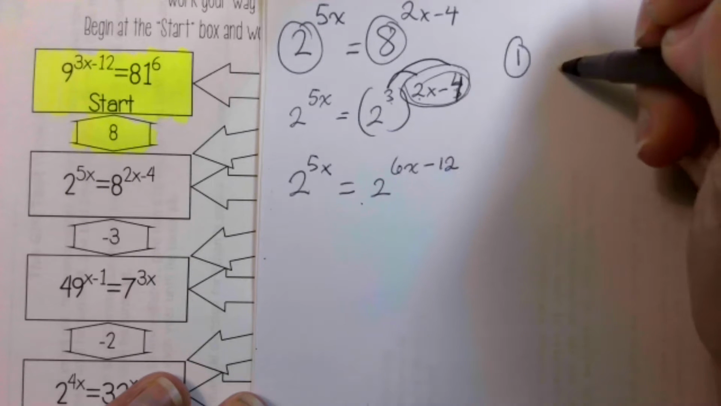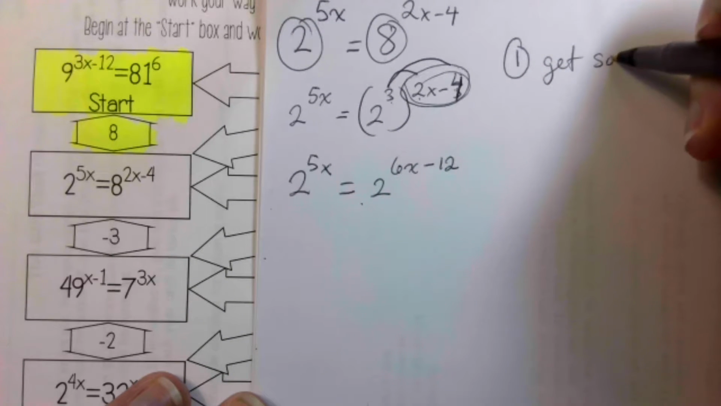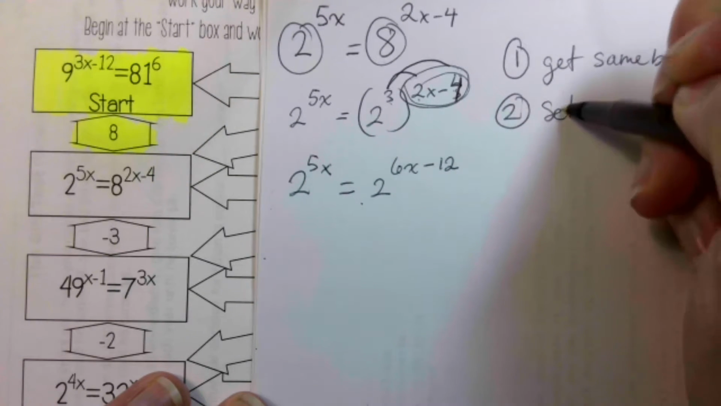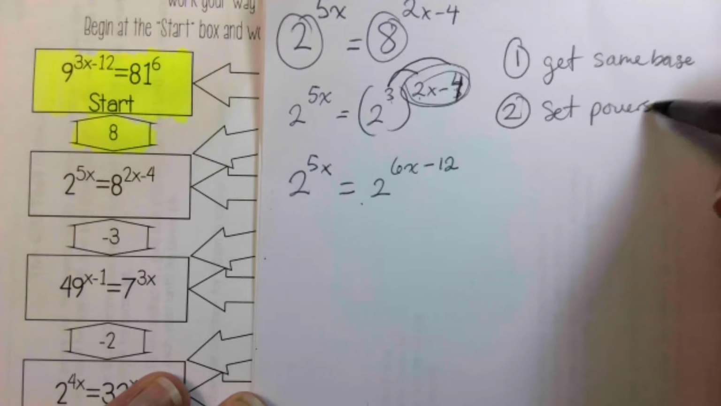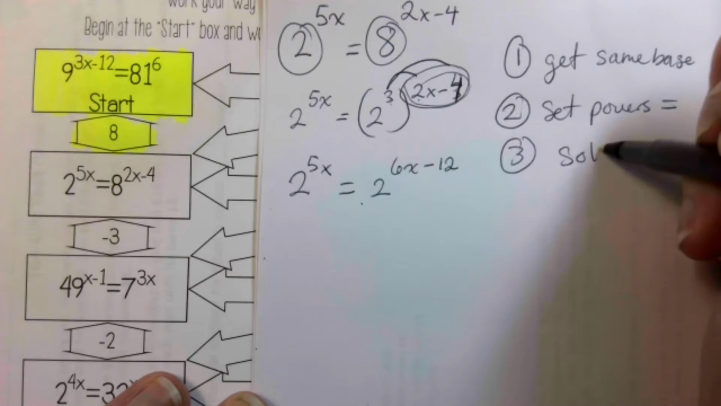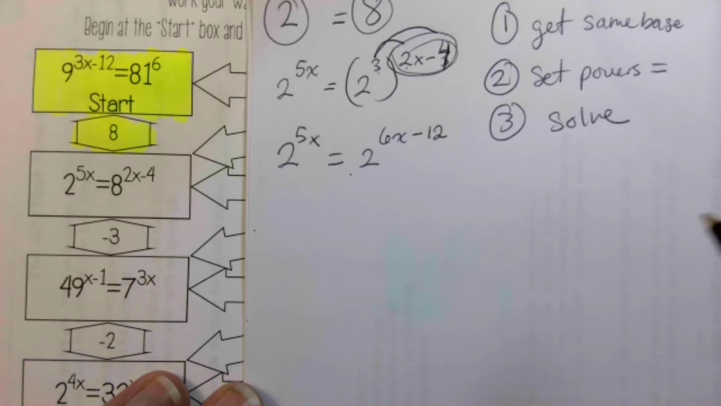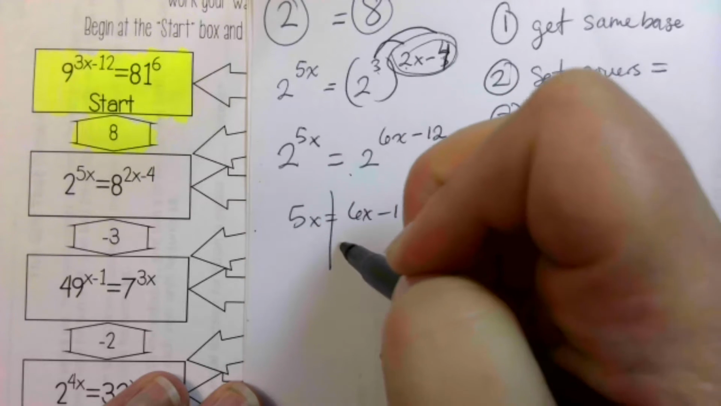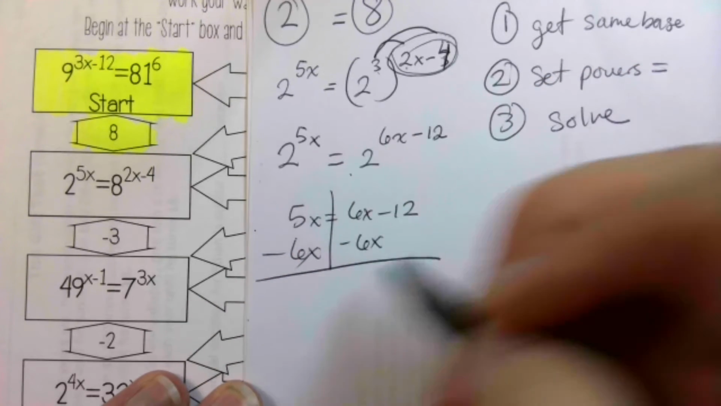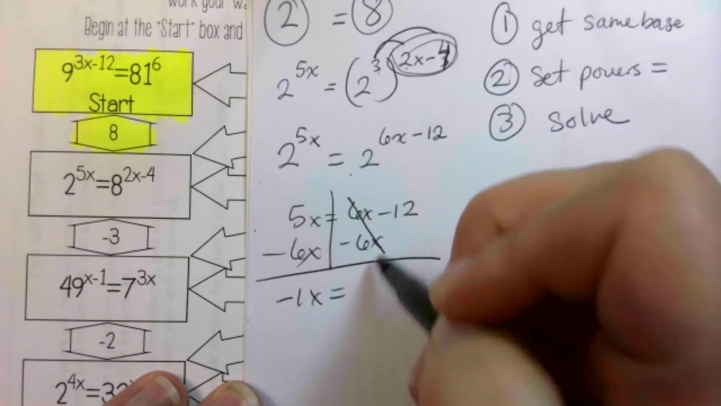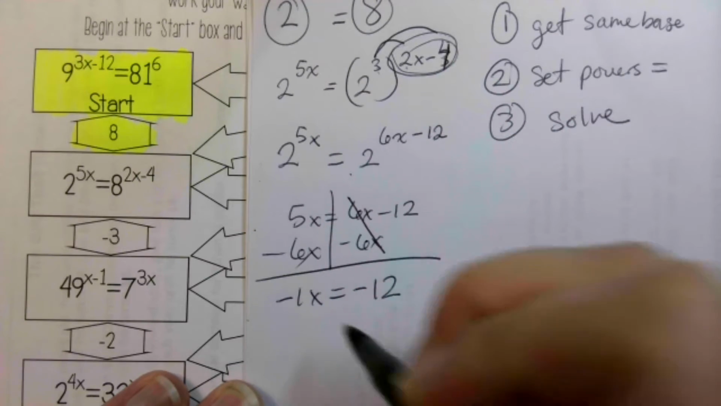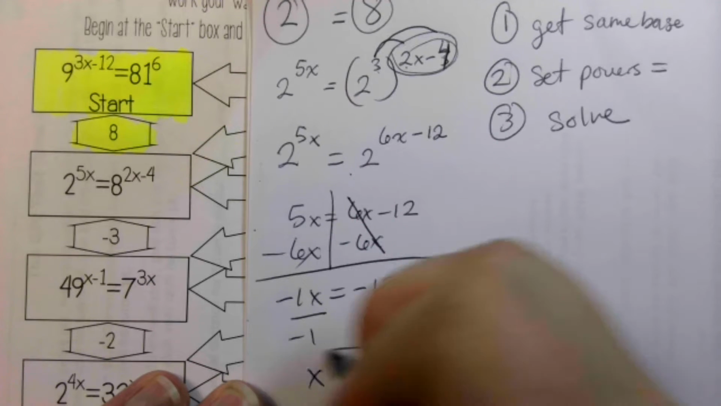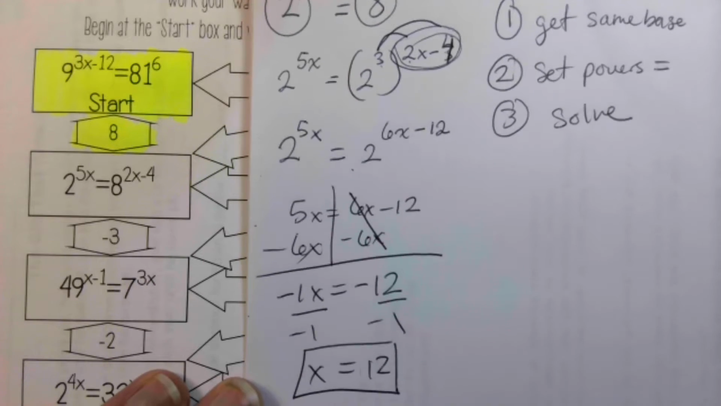So step 1 again was to get same base. Step 2, we're going to set the powers equal. Step 3, it's going to be solve. So I'm just going to set my powers equal. 5x equals 6x minus 12. Minus 6x, minus 6x, -1x, -12, divide by the -1, x equals 12. That was easy.